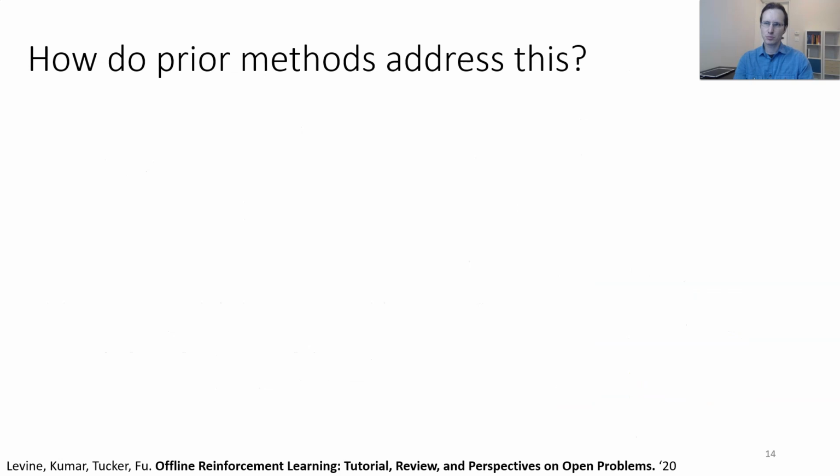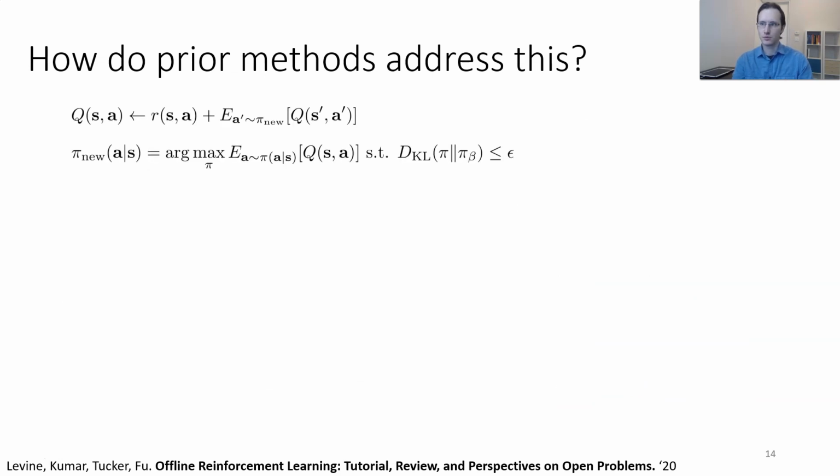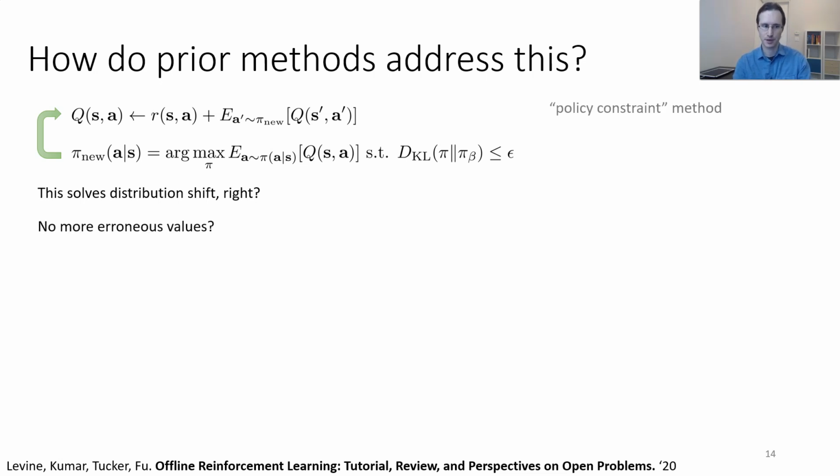All right, so how do prior methods try to address this problem? Well, one thing you could do is you could devise an actor-critic algorithm where the critic is updated like before in expectation under pi nu, but the actor is updated with some constraint that constrains the distributional shift directly, limits how far pi can move away from pi beta. And then you repeat this process. Now, in principle, this should solve distributional shift, right? So it'll limit how far pi is from pi beta, and you'll have no more erroneous values.